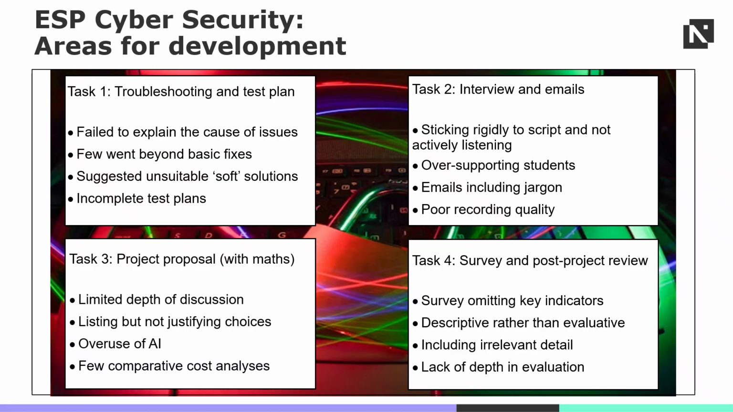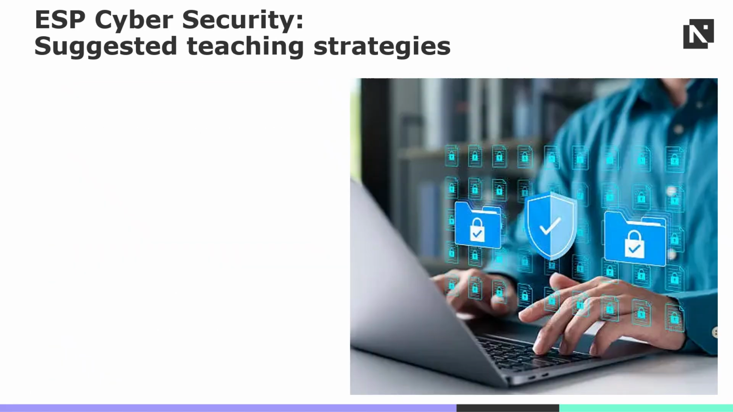And then task 4. Some students omitted key indicators in their surveys, things like user satisfaction, performance or usability, and there were descriptive rather than evaluative reflections in post-project reviews. Students sometimes included irrelevant detail from other tasks, and there was a lack of depth in evaluating effectiveness of their own proposal. The following teaching and learning strategies could support learners in improving their performance in the cybersecurity ESP.